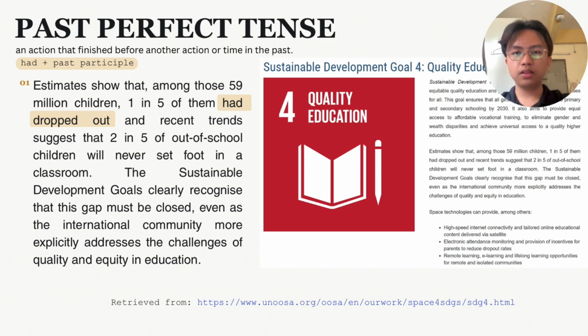The example is: estimates show that among those 59 million children, 1 in 5 of them had dropped out, and recent trends suggest that 2 in 5 out of school children will never set foot in the classroom. The Sustainable Development Goals clearly recognize that this gap must be closed, even as the international community more explicitly addresses the challenges of quality and equity in education.